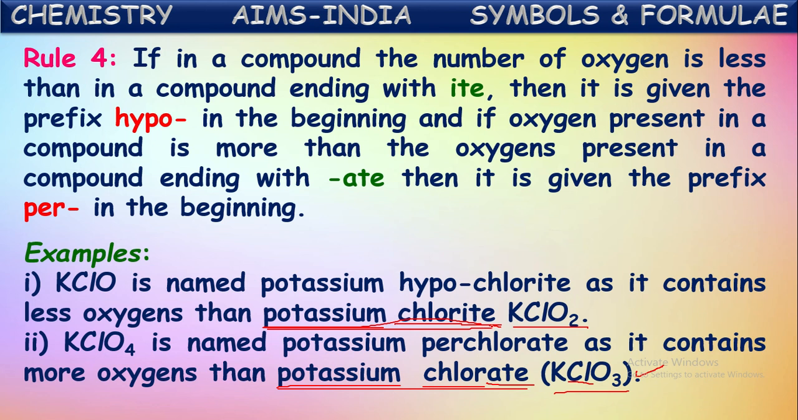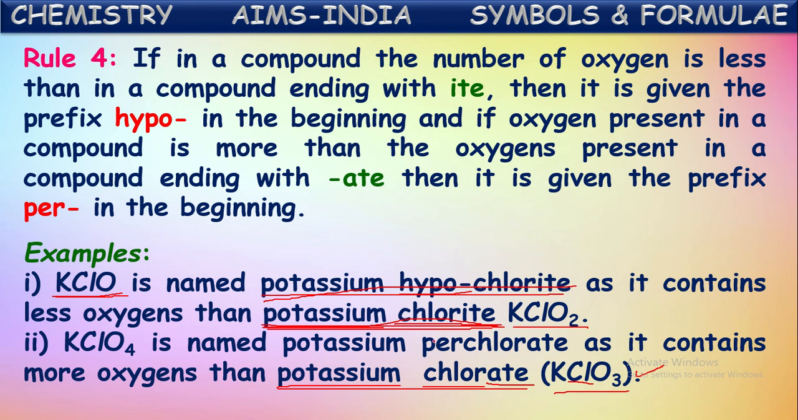But there exist some more compounds. One compound, KClO, if we observe, has fewer oxygen atoms than potassium chlorite. If a compound exists like this, then it is named by attaching the prefix hypo before the chlorine, the non-metallic element's name. Now it can be pronounced as potassium hypochlorite. Okay, potassium hypochlorite with formula KClO.